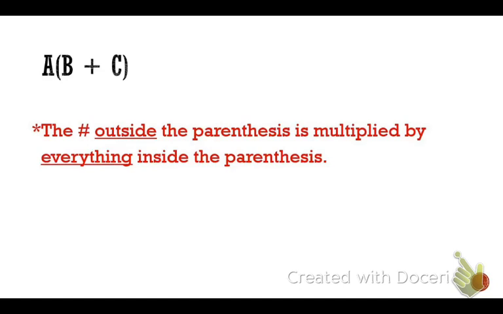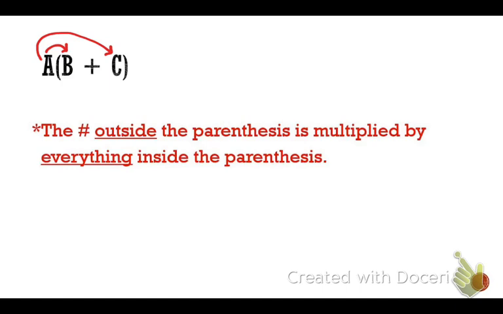What this tells us is the number that comes outside the parentheses will always be multiplied by every single thing that's inside the parentheses. What's the number, or the letter, that's outside? A. So we're going to take the A, use your red pen, and multiply it by that first letter, the B. But we also need to multiply it by the C. So take your red pen and also move it over there.